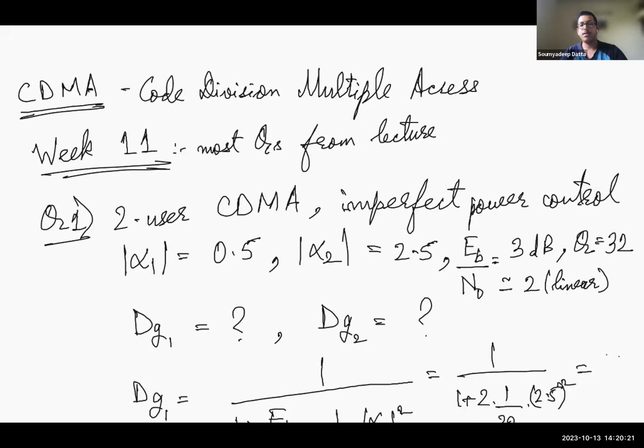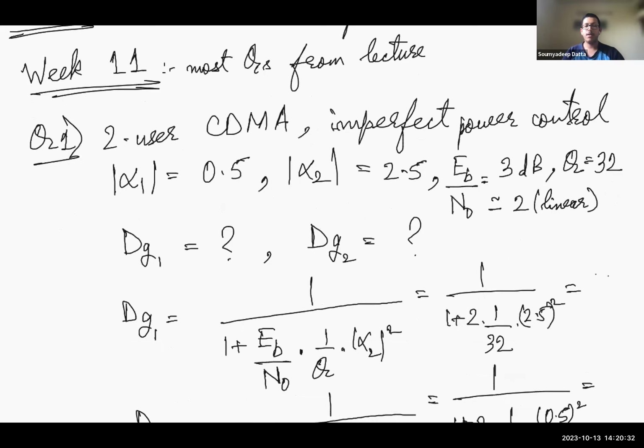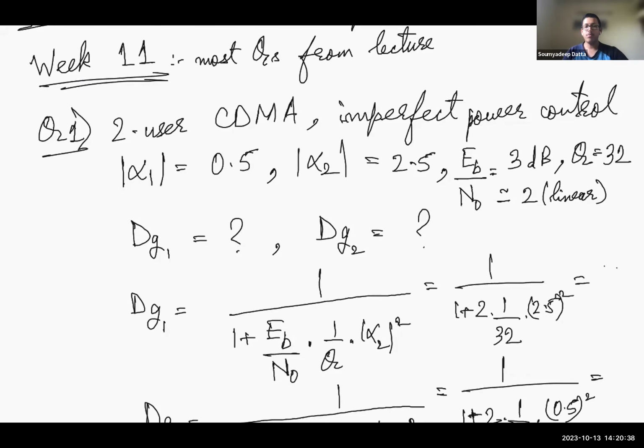So the interference coefficients are given here. It is also there in the lecture. For user 1, this interfering coefficient mod alpha 1 is given as 0.5. For user 2, these are made up values, but anyway, for user 2 it is 2.5. And you are told that the AWGN channel SNR is nothing but the energy of one bit divided by noise power, that is Eb by N naught, given to be 3 dB.